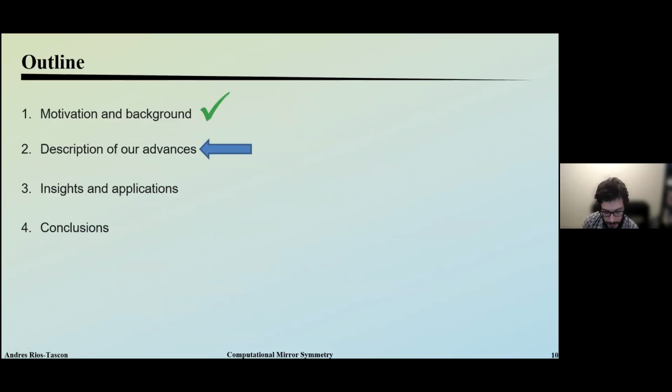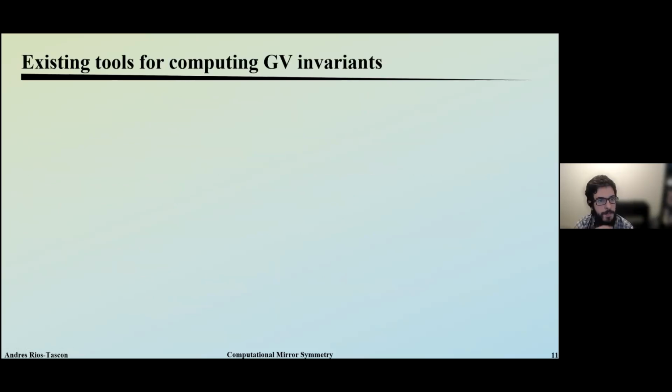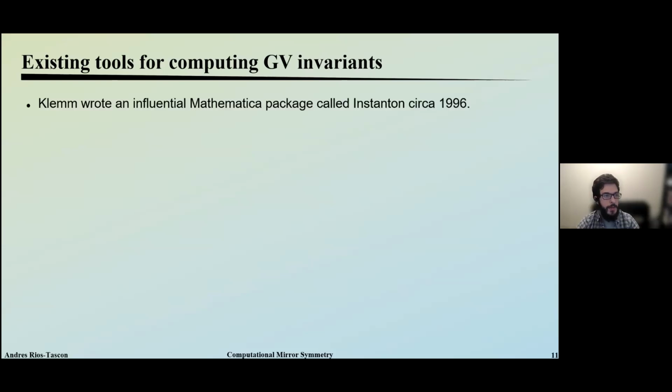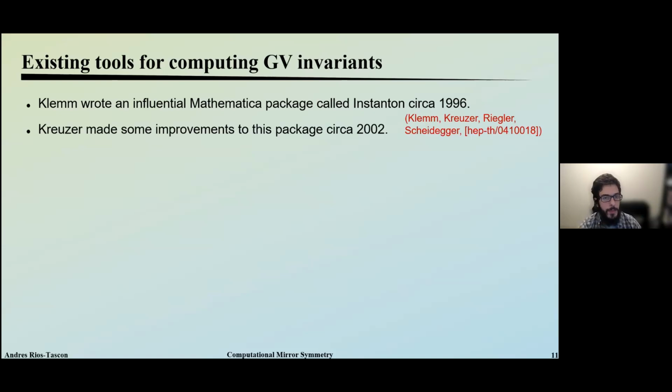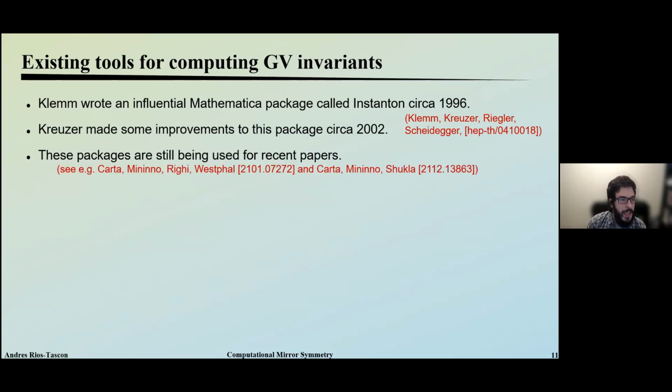Okay, so now let's move on to describing our advances. And for context, let's talk about the tools that already exist to compute GV invariants. So Klemm wrote an influential Mathematica package called instanton around 1996, and Kreuzer made some improvements to it later. To our knowledge, these are the only packages available to do this computation, publicly at least. And these are in fact still being used by recent papers. Here are a couple of nice recent papers.